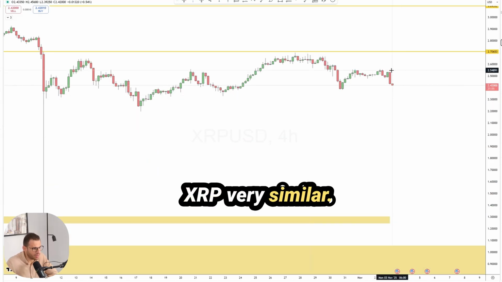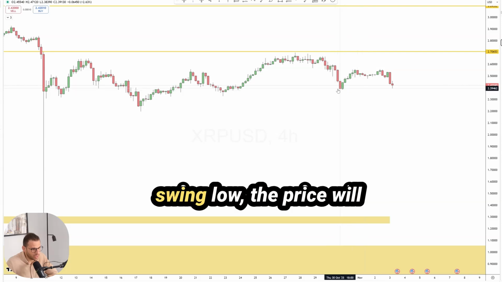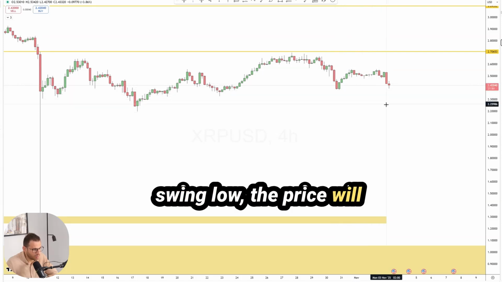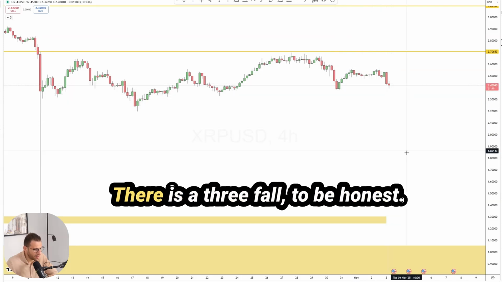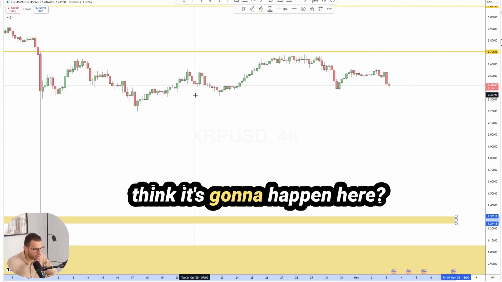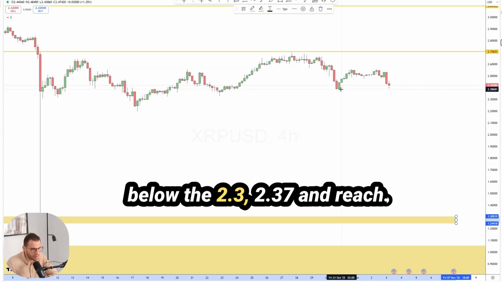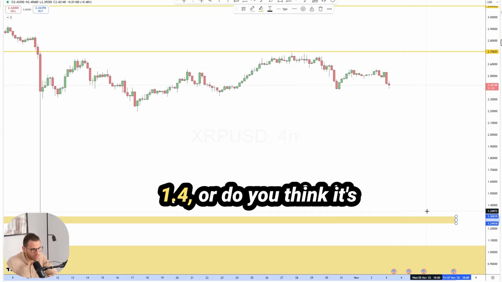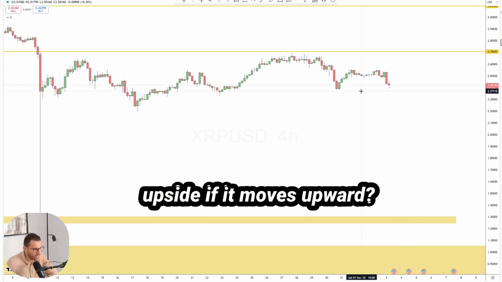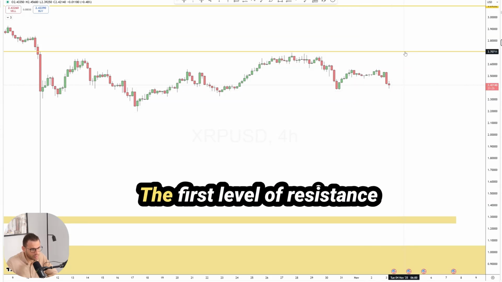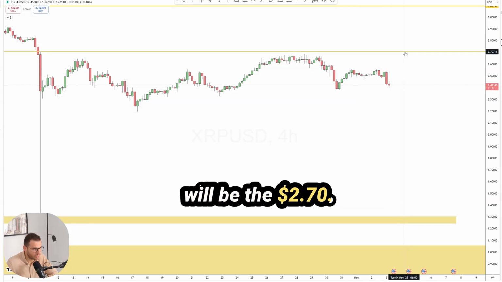XRP, very similar. If this breaks below this swing low, the price will push all the way down here. There is a free fall, to be honest, to the downside. What do you think is going to happen here? Do you think it's going to break below the 2.30, 2.37 and reach the 1.5, 1.4? Or do you think it's going to bounce to the upside? If it moves upward, the first key level of resistance will be the $2.7.